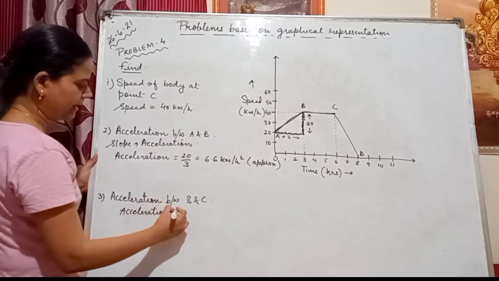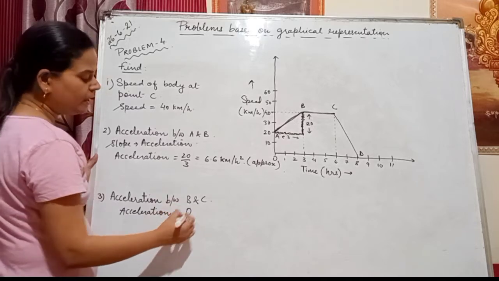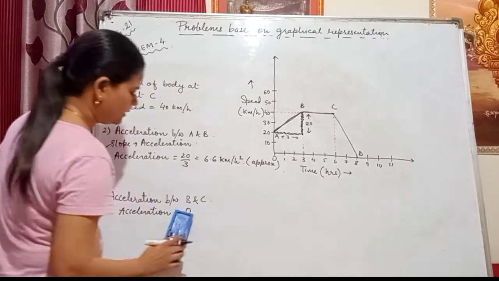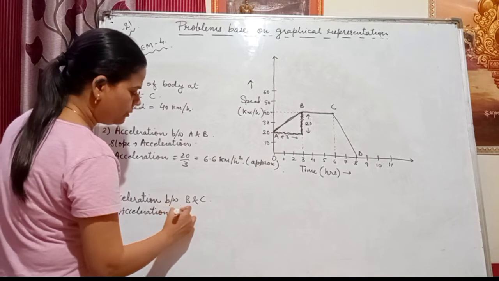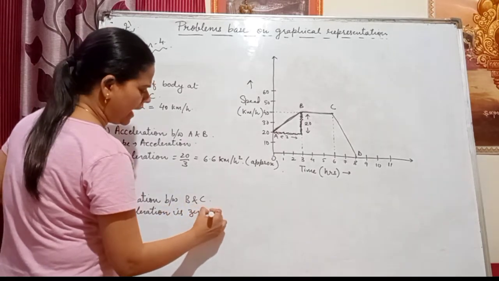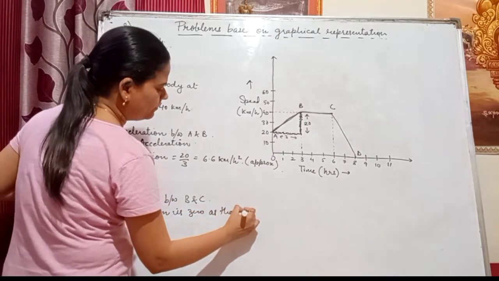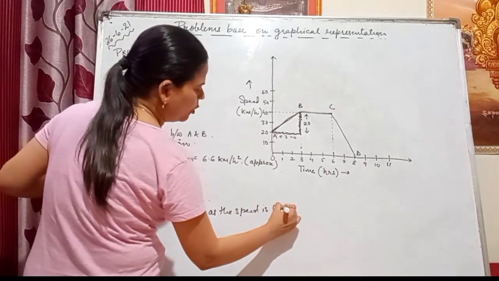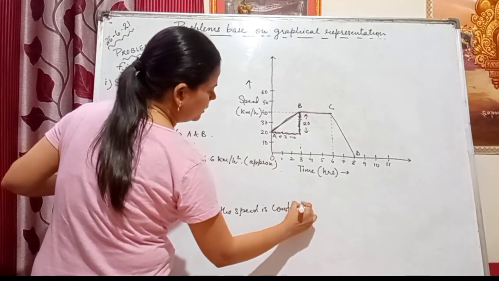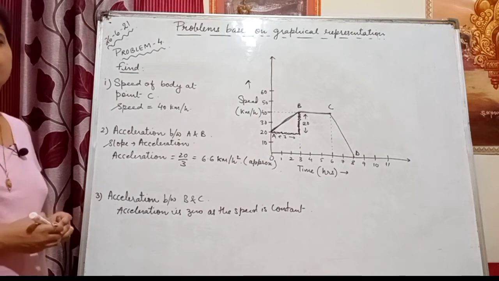Whenever you write that acceleration is 0, also give a reason: the speed is constant, because you know from the graph that the speed is not changing. So you can say that the acceleration is 0.